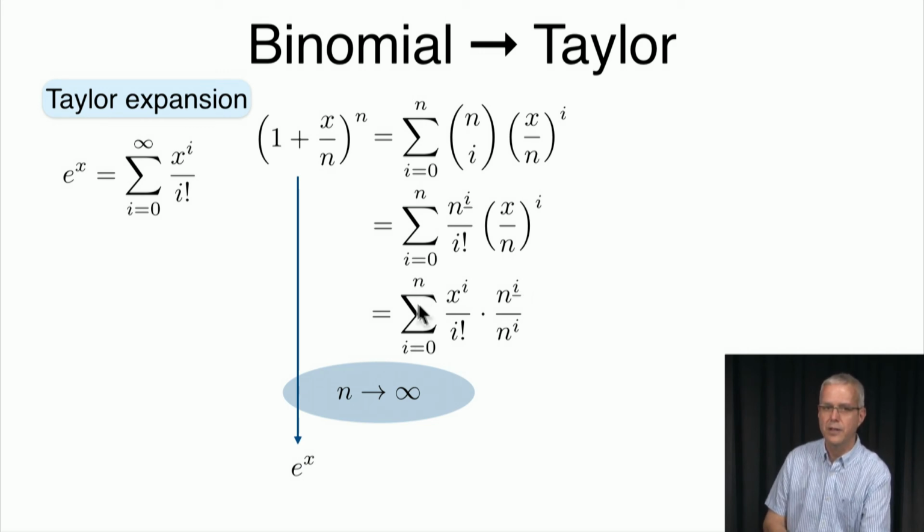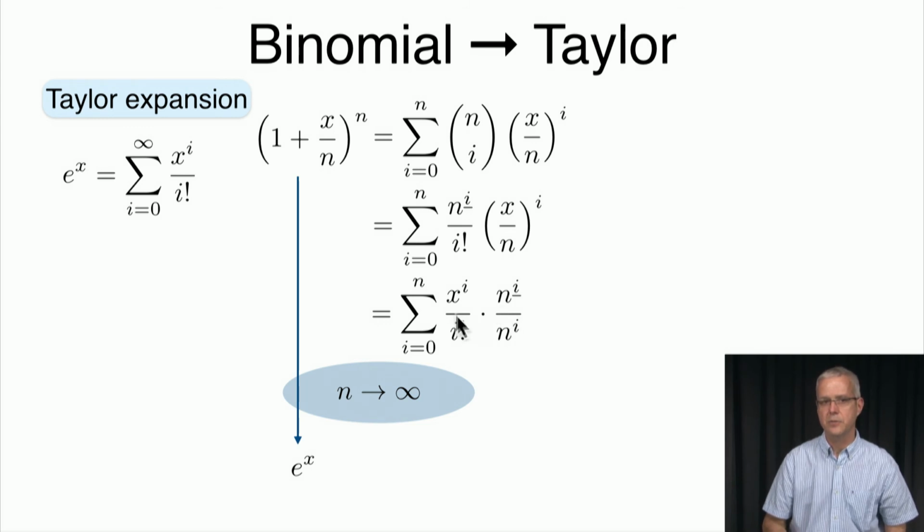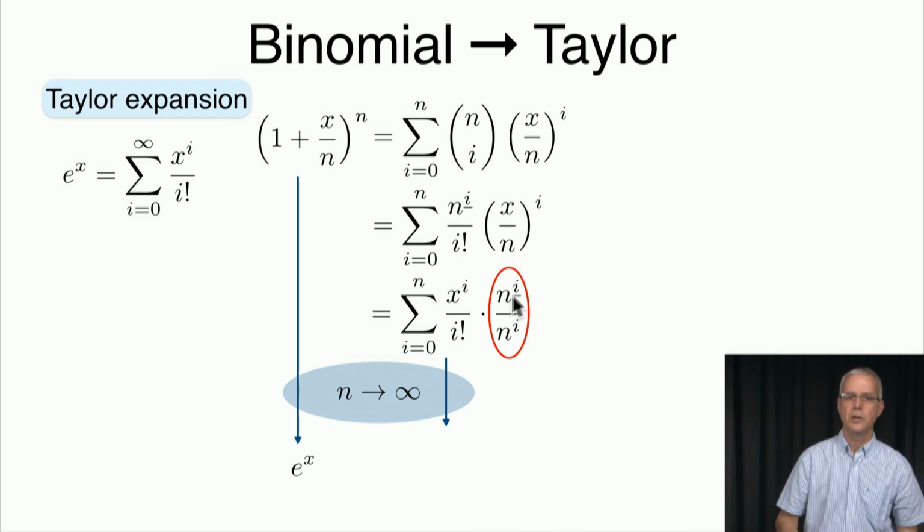So we have here the summation of i going from 0 to n of x to the i divided by i factorial times n to the i falling power divided by n to the i. But now let's see what happens to this term. This term will remain. But this term, n to the i falling power divided by n to the i, will just tend to 1.